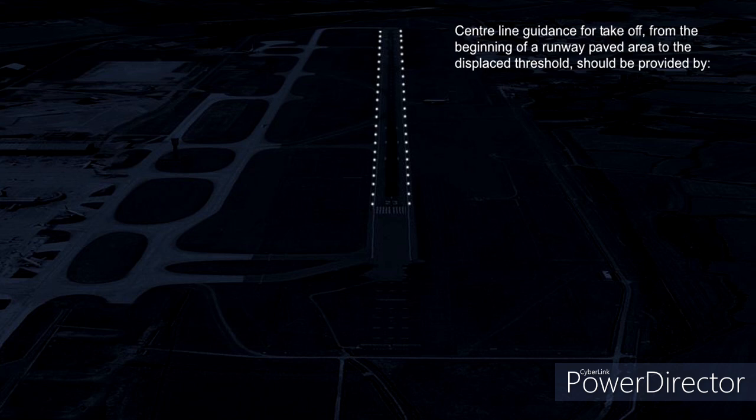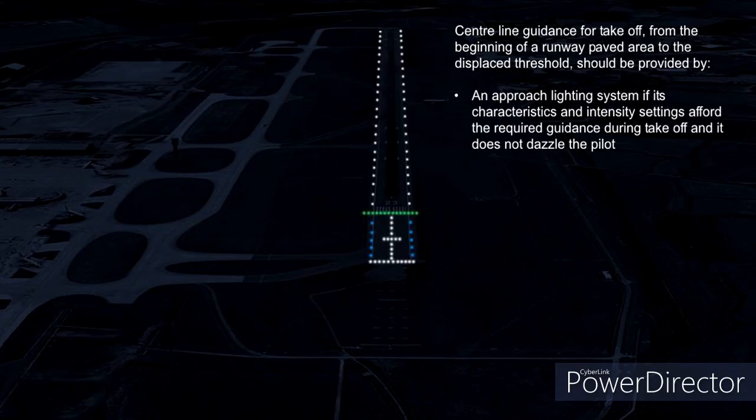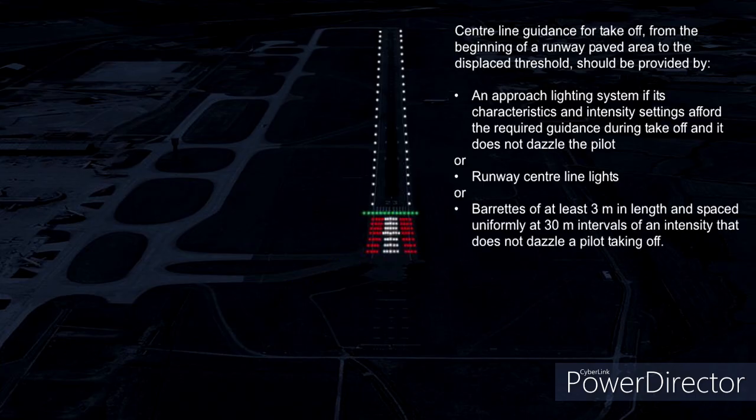Centerline guidance for takeoff from the beginning of a runway paved area to the displaced threshold should be provided by an approach lighting system if its characteristics and intensity settings afford the required guidance during takeoff and it does not dazzle the pilot, or runway centerline lights, or barrettes of at least 3 metres in length and spaced uniformly at 30-metre intervals of an intensity that does not dazzle a pilot taking off.